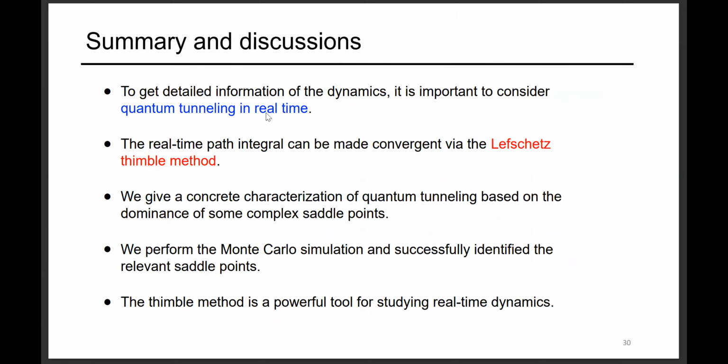In order to get some detailed information of the dynamics of quantum tunneling, it is important to consider real time instead of imaginary time. But the real-time path integral is highly oscillating and has a vast convergence problem, but we can make it convergent by considering the Lefschetz thimble method. We give a concrete characterization of quantum tunneling based on the dominance of some complex saddle points in the Picard-Lefschetz theory. We also perform the Monte Carlo simulation directly and successfully identify the relevant saddle points associated with the quantum tunneling. Maybe one of the take-home messages is that the thimble technique is a very powerful tool for studying real-time dynamics. So that is the end.